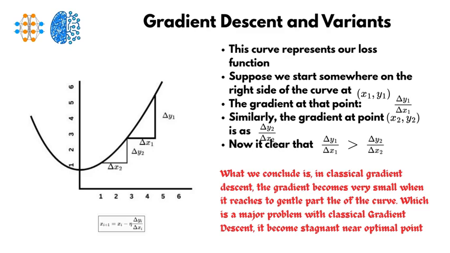This means that classical gradient descent automatically takes larger steps in steep regions and smaller steps as it approaches the optimum. However, this also creates a limitation. When the gradient becomes very small near a flat region, the updates can become extremely small and the optimization process may become slow or even appear to stagnate. This observation leads us directly to the next slide, where we summarize the key behavior of classical gradient descent.